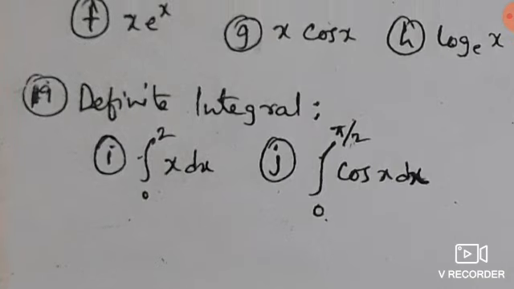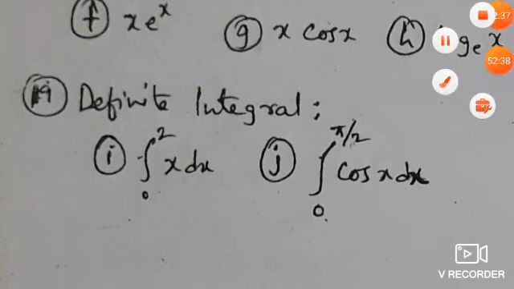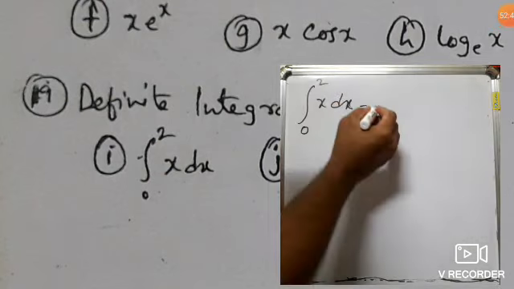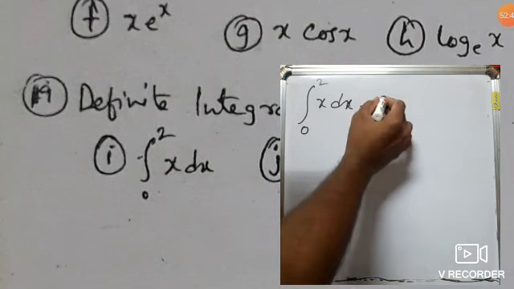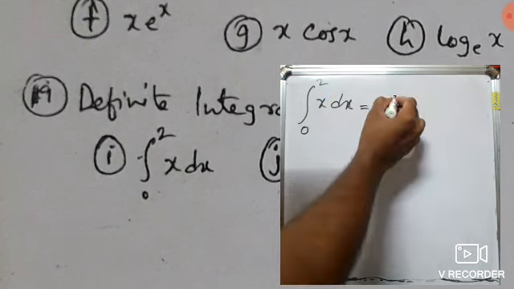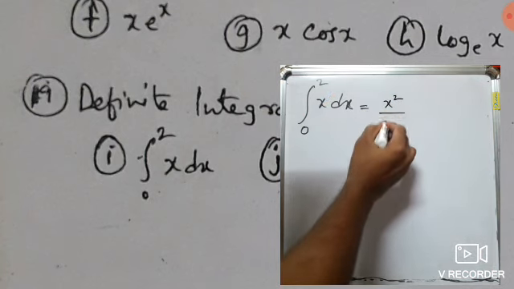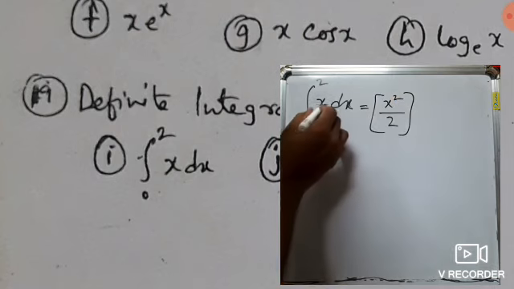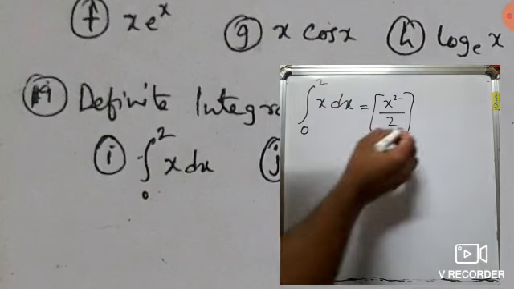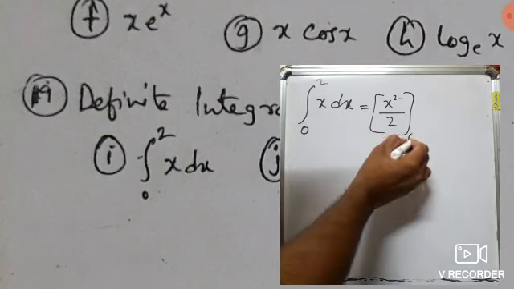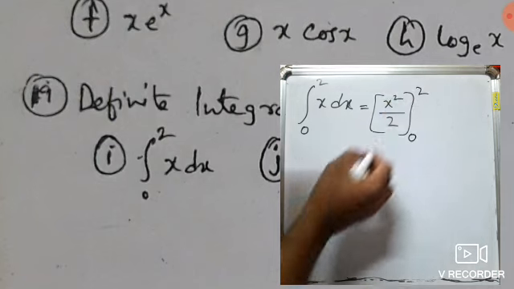So how to solve? Let us see definite integral. So integration of x dx. Integration of x dx is what? X to the power n plus 1, means x square by n plus 1, that is 2. So this is the integration of x dx. Now we will give a bracket and the lower limit will be put here and the upper limit here.